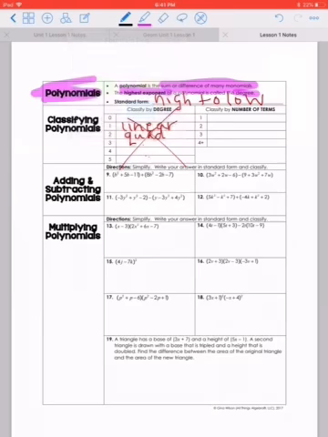If I have 1, that's monomial. That's what we were talking about on the other page. Just 1 term. All right, 2 terms, binomial. 3 terms, trinomial. Okay, and those are all the special words. So anything 4 terms or above, we just still call a polynomial.